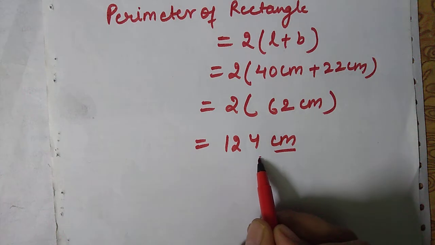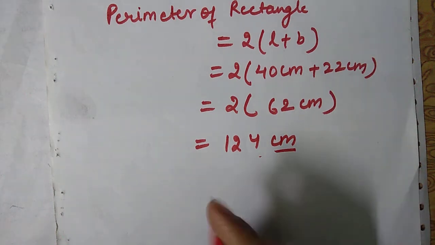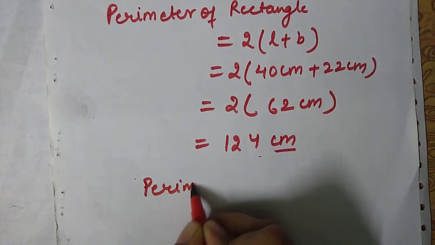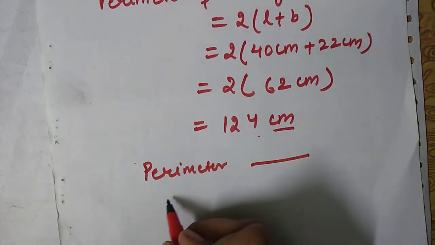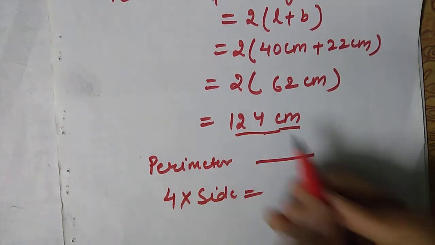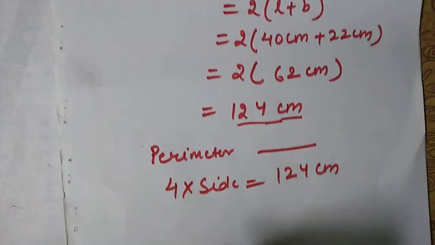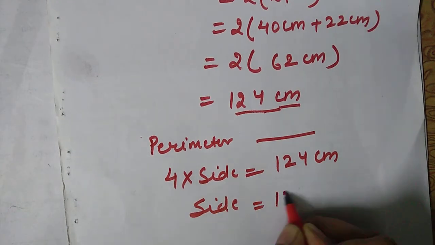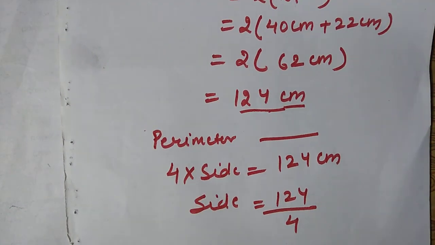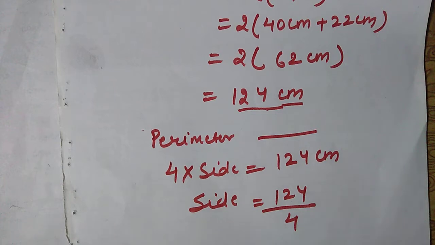Now this perimeter is equal to the perimeter of the square, so I can equate them. The perimeter of the square is 4 into side, and the perimeter of the rectangle is 124 centimeter. So side is equal to what? That is 124 divided by 4. Now you can calculate it. Then you have to find which shape encloses more area. It means you have to find the area of the square and the area of the rectangle, and then tell which shape encloses more area.